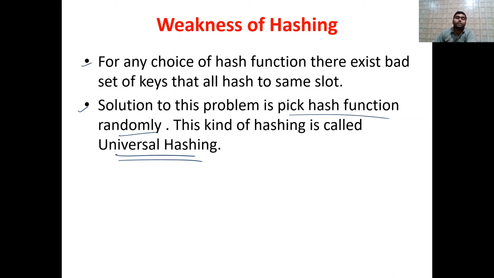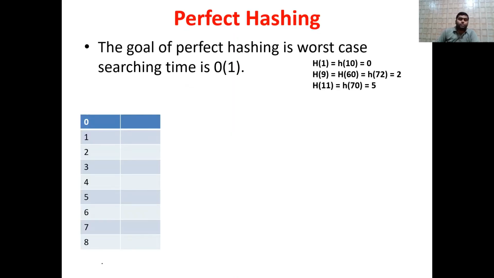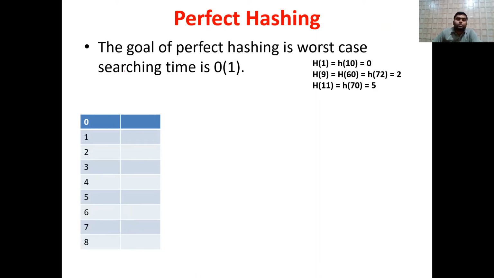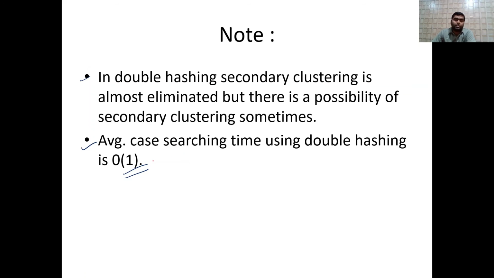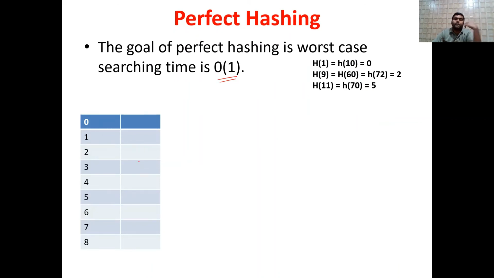Okay. Now one more interesting thing, perfect hashing. Observe very carefully. The goal of perfect hashing is what? Worst case time complexity is constant. In double hashing, the average case time complexity is order of 1. But if the worst case becomes 1, that is the ultimate thing. That is the beauty, that perfect hashing always has constant time.